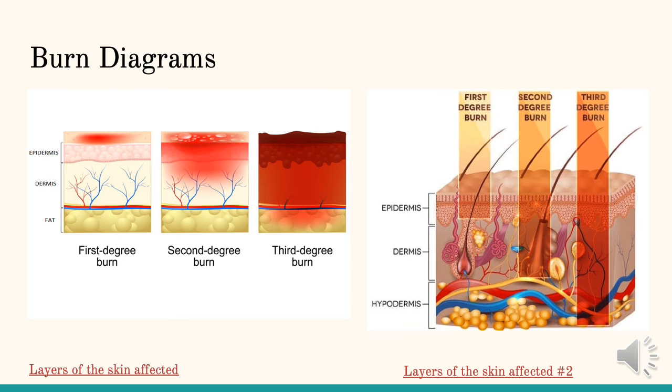Pictured are 2 different ways to demonstrate the different layers of the skin that are affected with each type of burn. Burns that cover 20% of the skin's surface threaten critical homeostatic functions of the skin. The functions that can be affected by burns are fluid and electrolyte imbalance, thermoregulation, and protection from infection.